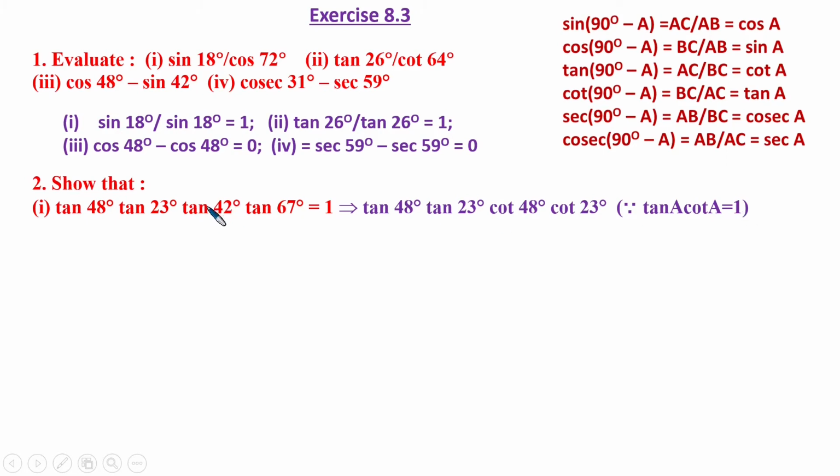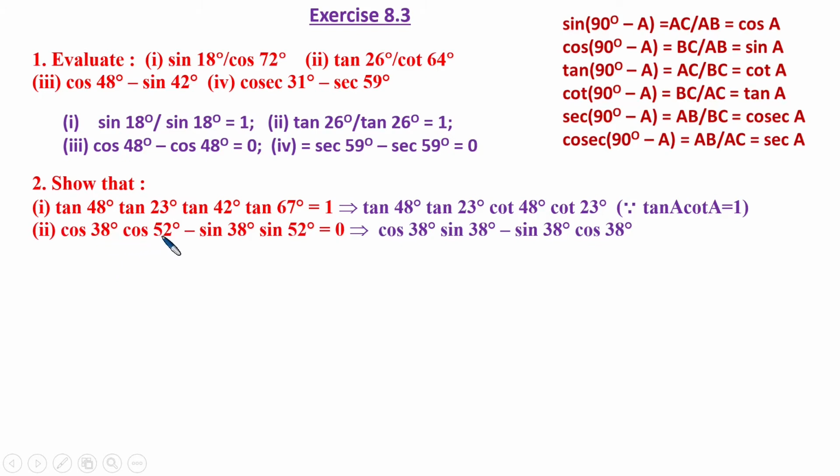So I should see first which one I should convert. I know that I have to make this cot 48, because tan A into cot A is equal to 1. So this I make cot 48 and this one I make cot 20. This can be done using this identity. So once you have it, this and this will become 1, and this and this. So 1 into 1 is 1. Now similarly here cos 38, cos 52. So 52 is nothing but cos of 90 minus 38. So you do it, and again you will get the same, it is equal to 0.